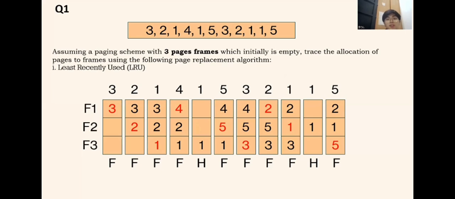As you can see, there are many faults, right? So we need to calculate how many faults we have at the below. As you can see, 3 is a fault, 2 is a fault, 1 is a fault, 4 is a fault, 5 is a fault, 3 is a fault, 2 is a fault, 1 is a fault, and 5 is a fault. All together it is 9 faults. So you need to write 9 page faults. That's all for this question. If you follow the rule, you will get the answer easily.